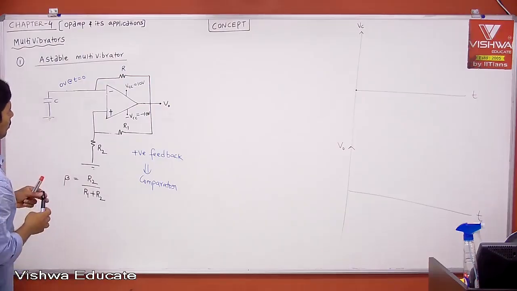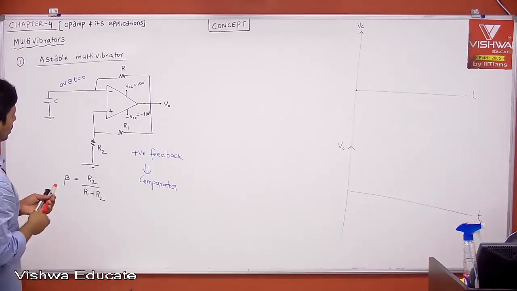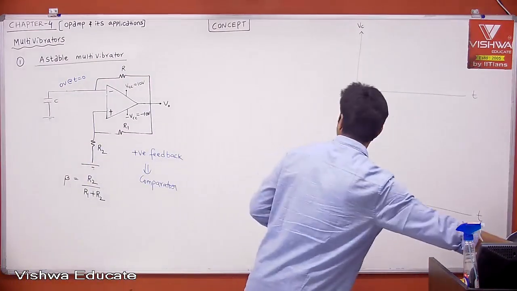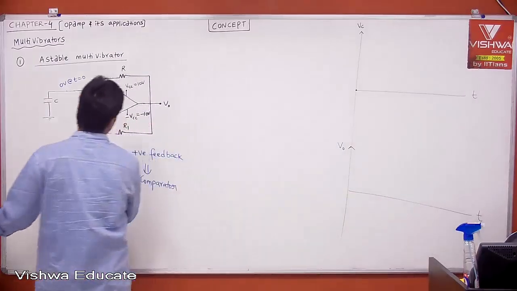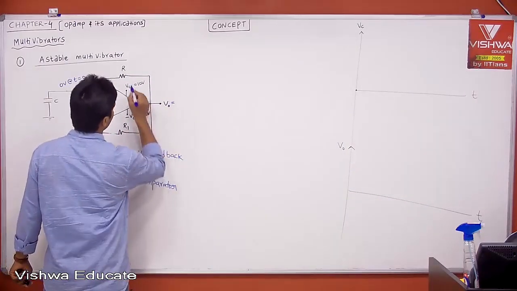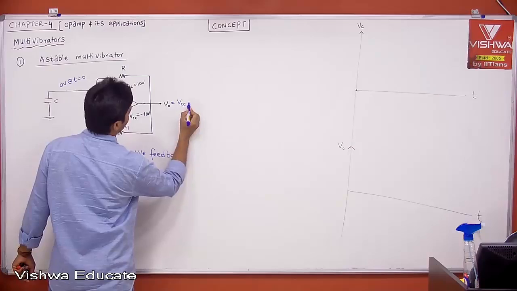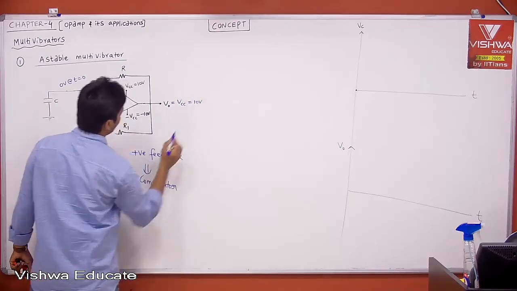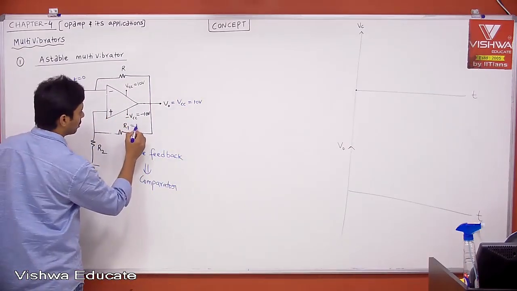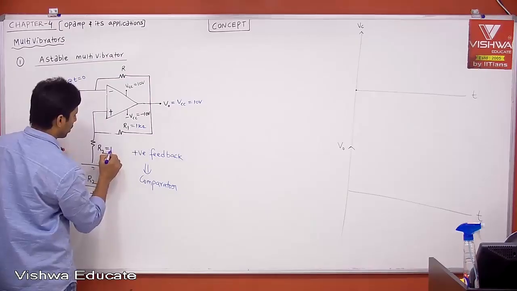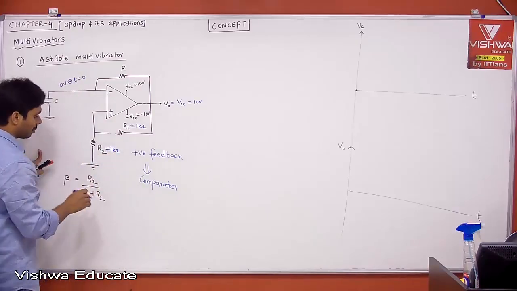Now we know that if it is in positive feedback, we have to start with one of the output voltages. Let us say V0 is equal to plus VCC. When I say plus VCC, let us say 10 volt. For your understanding, let me take R1 equal to 1 kilo ohm and R2 equal to 1 kilo ohm. But beta is R2 by R1 plus R2.